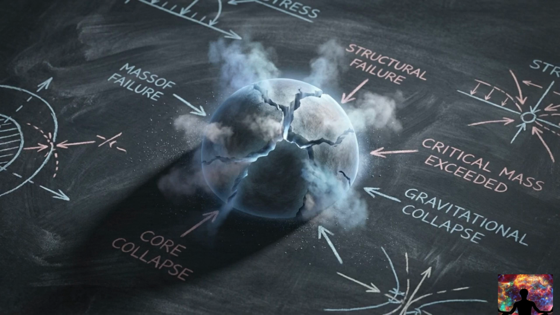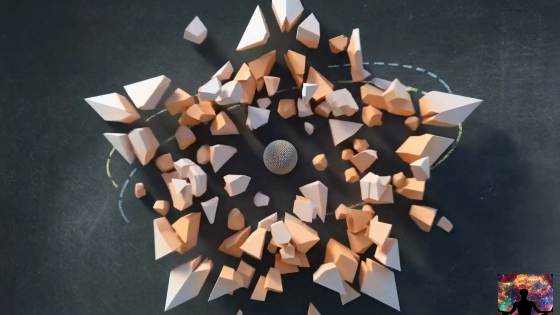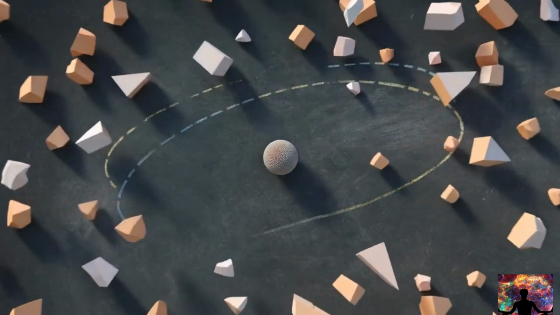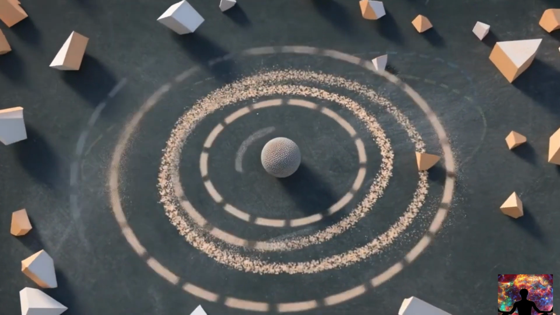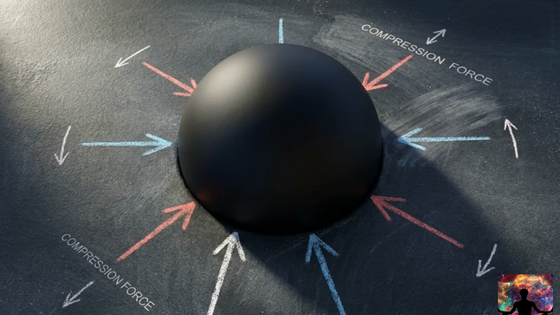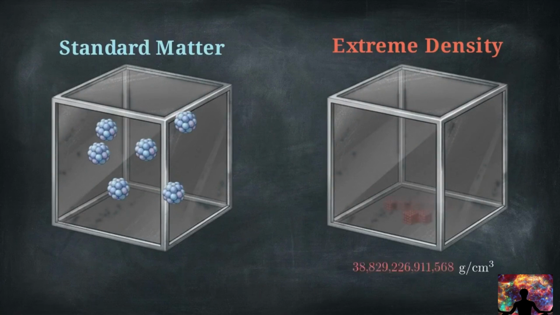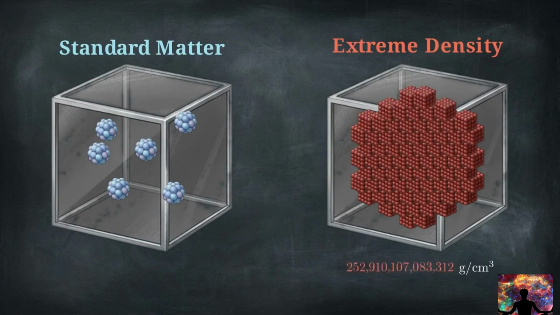When a massive star runs out of nuclear fuel, it can no longer support its own weight. The core collapses inward, triggering a massive shockwave that violently ejects the outer layers of the star. Left behind in the void is a rapidly spinning remnant. This remnant is compressed to an extreme degree. The matter density inside this core exceeds 2.7 times 10 to the 14th grams per cubic centimeter. That is significantly denser than normal nuclear matter.